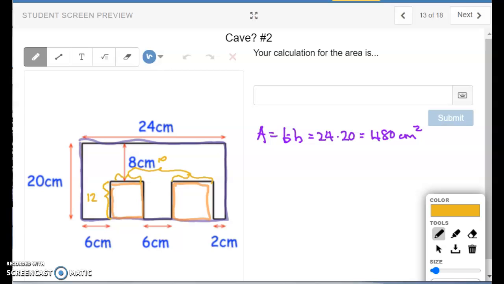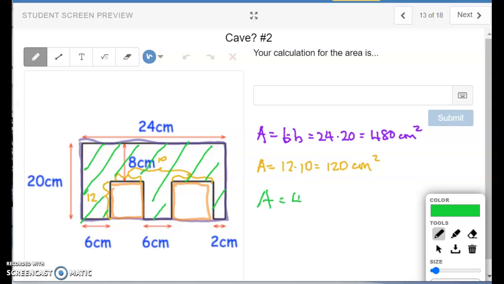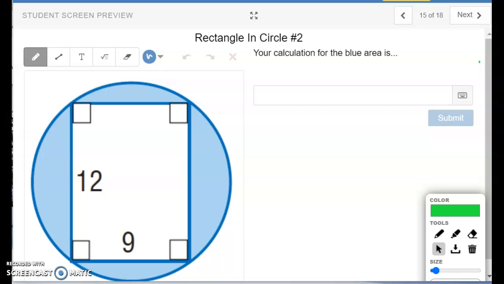Doesn't really matter because we're dealing with area. So the area of the yellow area is going to be 12 times 10. That's going to be 120 centimeters squared. The shaded area really is the purple rectangle minus the yellow area. So this area is going to be 480 minus 120, which is 360 centimeters squared. That's my area.